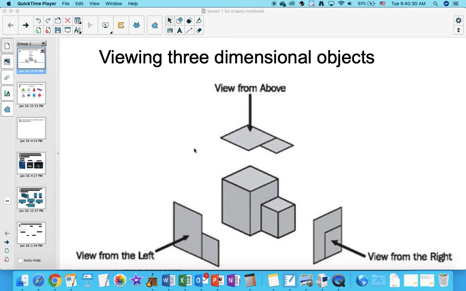Watching the first lesson on 3D shapes. In this unit in math, we'll be focusing on how to calculate the surface area and the volume of 3D objects. In this first lesson, I would like to talk about how we perceive 3D objects, how we can look at them, and the different views that a 3D object can have depending on how you look at them, from above, from the left, and even from the right, bottom, and so on.